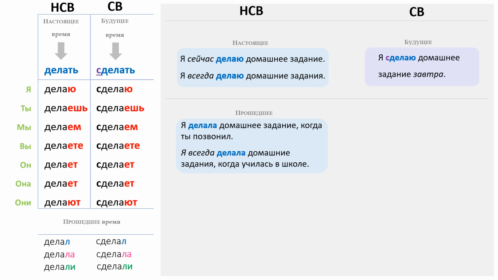Я делала домашнее задание, когда ты позвонил. I was doing homework when you called. Я всегда делала домашние задания, когда училась в школе. I always used to do homework when I studied at school. Я уже сделала домашнее задание и сейчас отдыхаю. I have already done homework and now I'm resting.